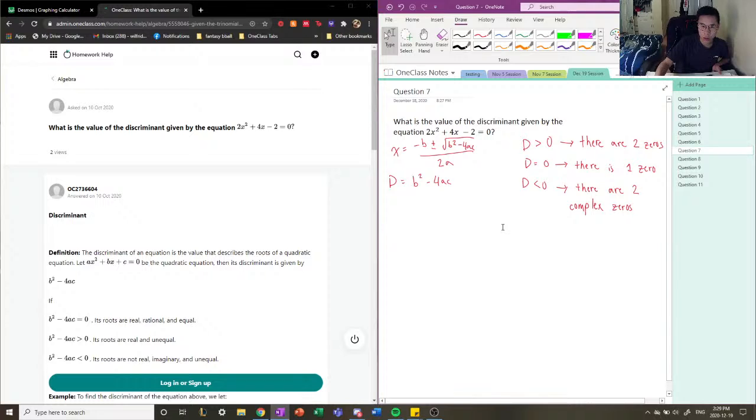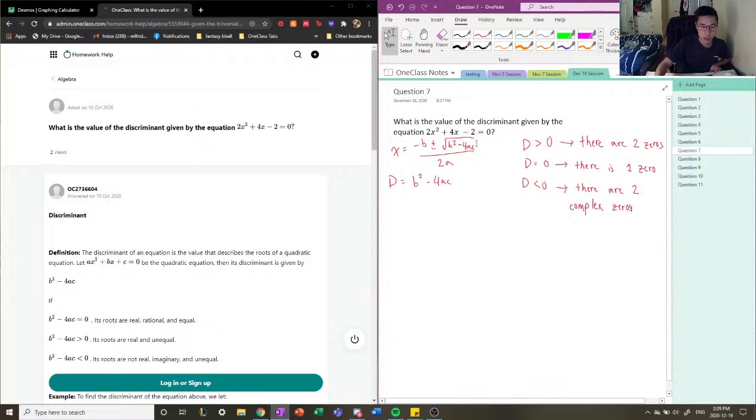Okay, so in this question here, by calculating the discriminant, we come to understand how many solutions of x make this equation equal to 0. Are there 2 real solutions? Is there 1 real solution? Are there 2 complex solutions to our equation here?